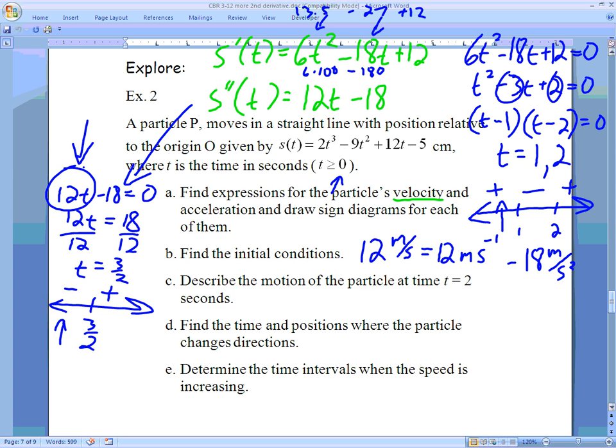Now describe the motion of the particle at t equals 2 seconds. Well, once again, at 2, that was one spot where we saw that our derivative was 0, which means the velocity is 0. So we're going 0 meters per second. And what else do we have? We have our acceleration, which at 2, we know it's a positive acceleration because it's greater than 3 halves. If we plug it in, we have 2 times 12, which is 24, minus the 18, which gives me positive 6 meters per second squared.